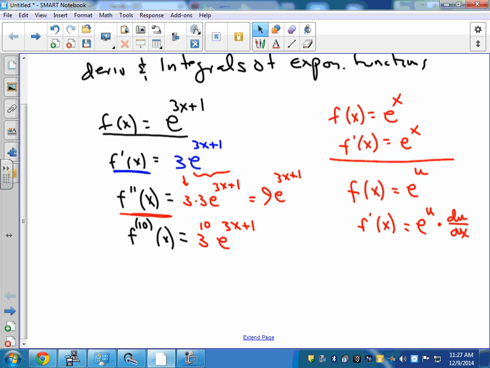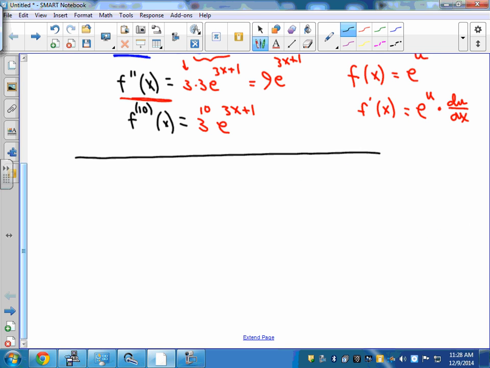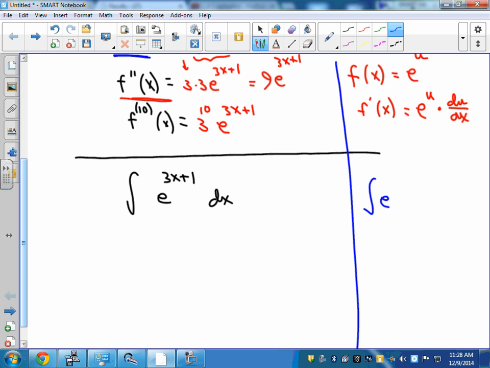Finding the derivative of e^x. Let's find the antiderivative. Let's suppose we had to find the antiderivative, and we're going to use the same function here just to make things a little bit consistent: the integral of e^(3x+1) dx. Now, like we had the derivative rules, we've got the integral rules. The integral of e^u du is e^u.